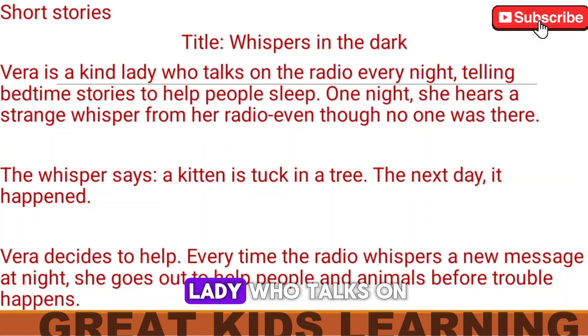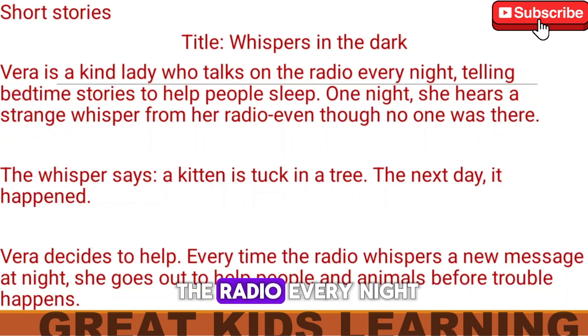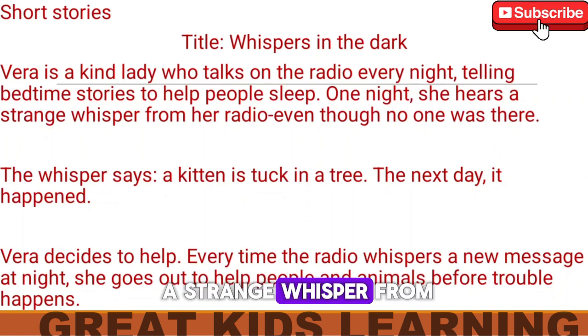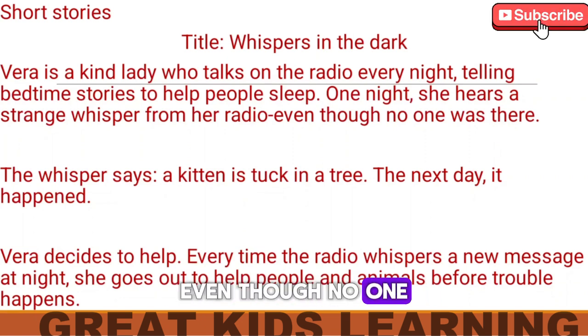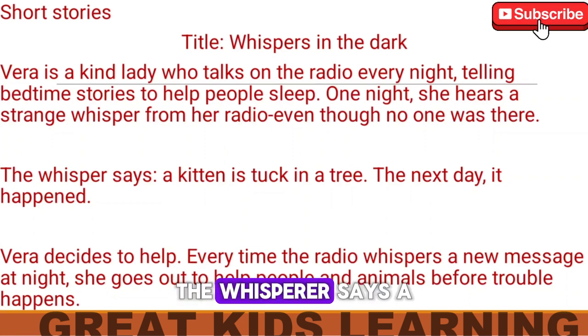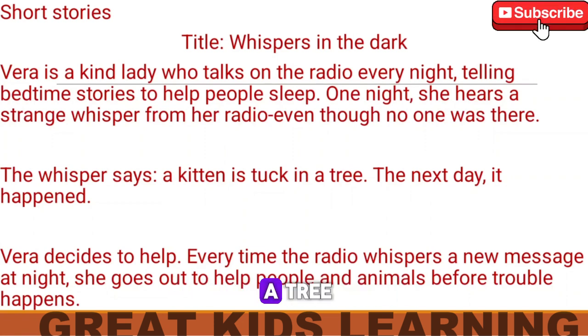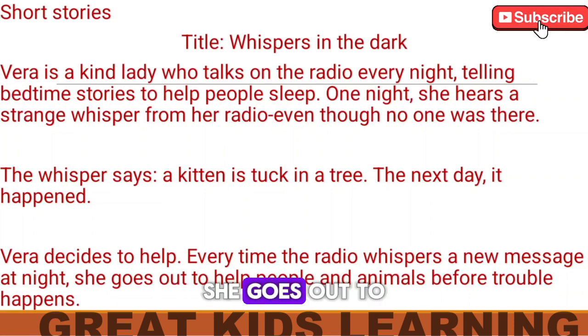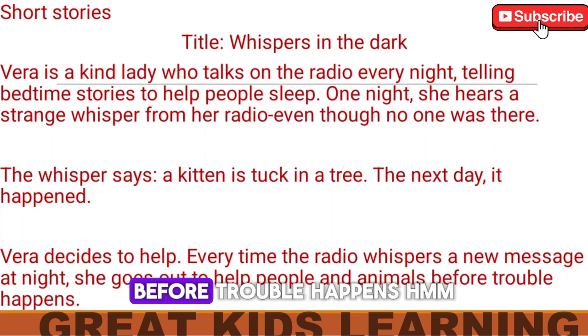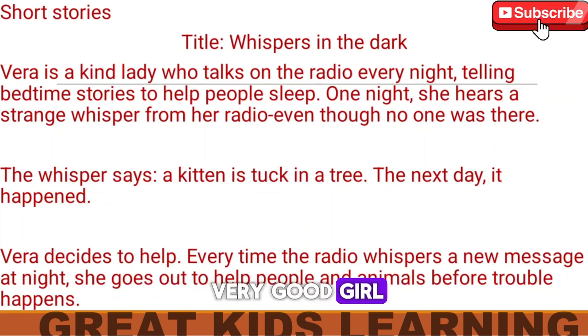Vera is a kind lady who talks on the radio every night, telling bedtime stories to help people sleep. One night, she hears a strange whisper from her radio, even though no one was there. The whisper says, "A kitten is stuck in a tree." The next day, it happened. Vera decides to help. Every time the radio whispers a new message at night, she goes out to help people and animals before trouble happens. Vera must be a very good girl.